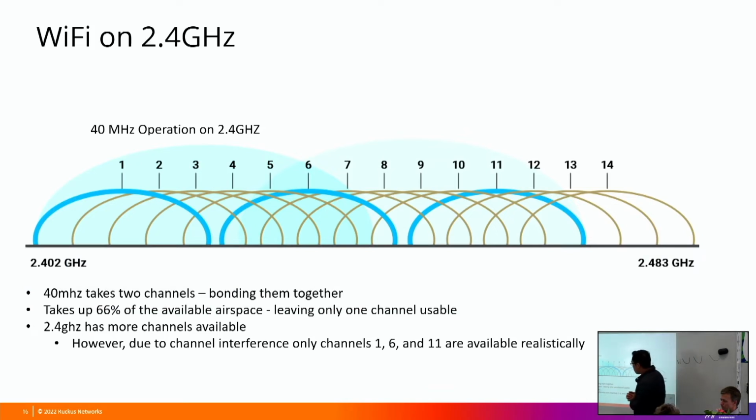So it is possible to bond the channels together. You can tell an access point to use a 40 megahertz channel, which will double your bandwidth for that particular access point. But that means it takes up 66% of the airspace, which means you can realistically only have one channel, right? So that's not great.